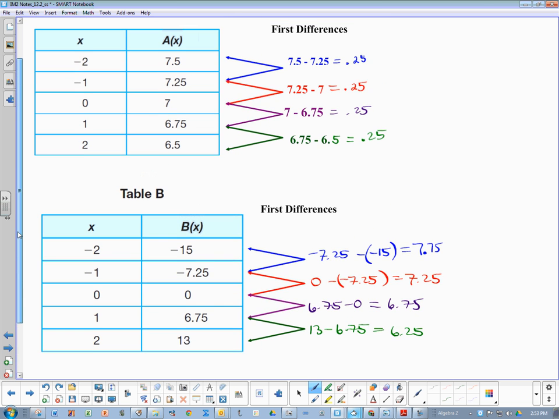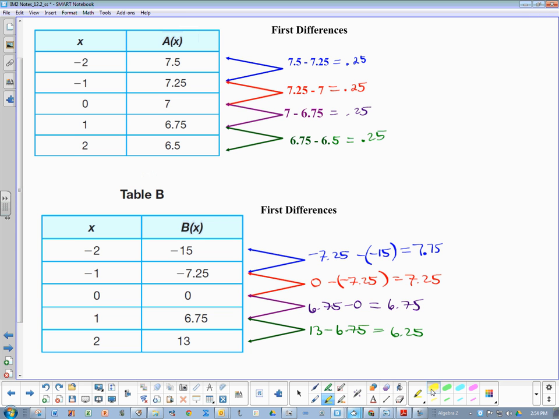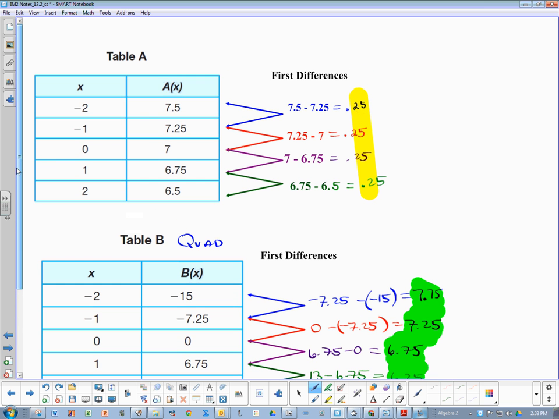All right, notice all of the first differences for the linear function, and notice that these first differences are actually different. So table B was our quadratic. Table A was our linear function. And we have these first differences that we call constant because they are all the same number. So for a linear function, first differences are constant.